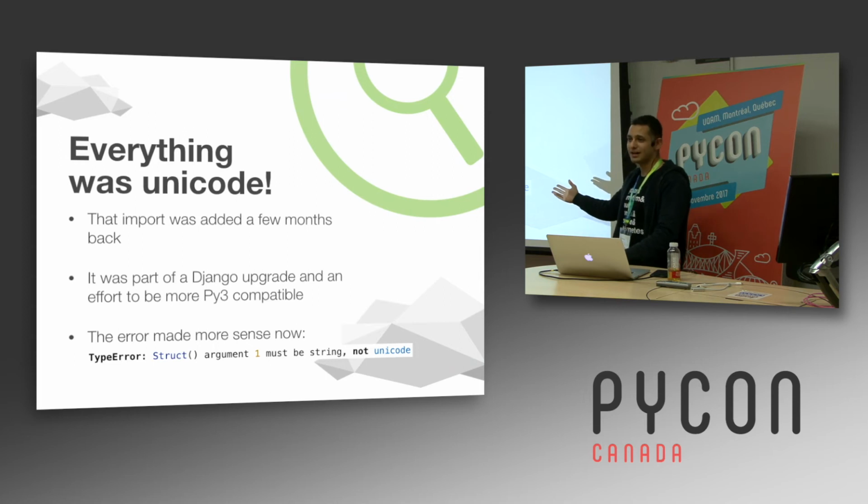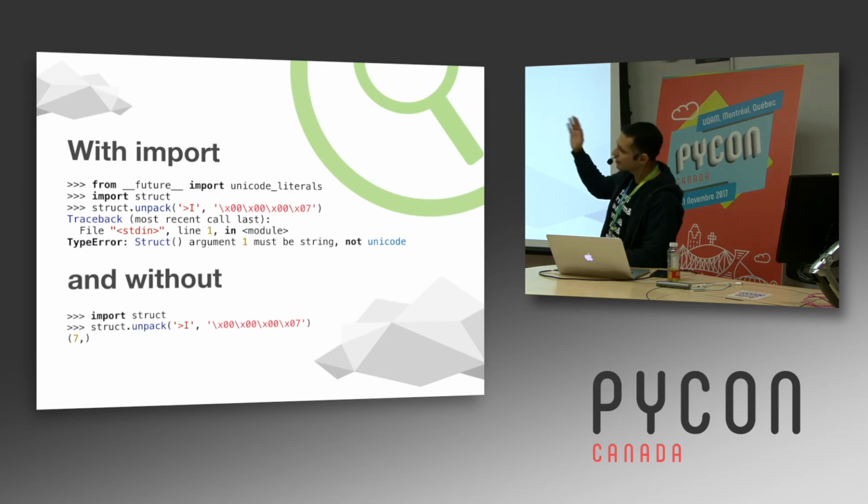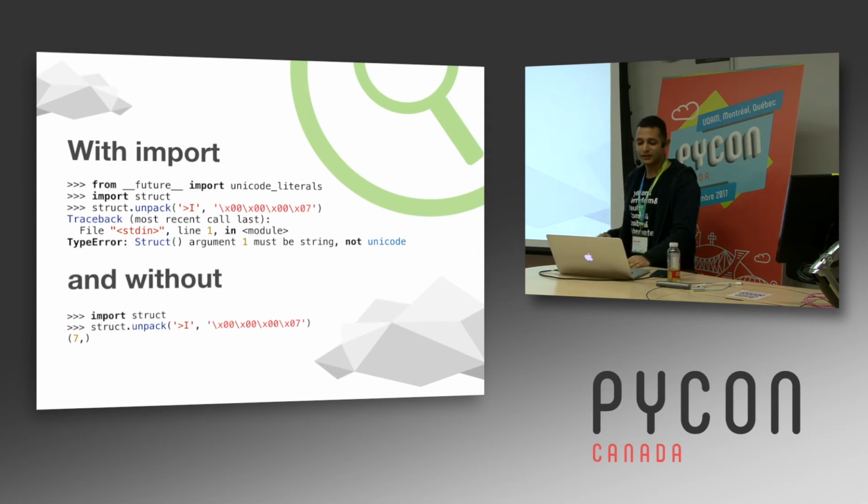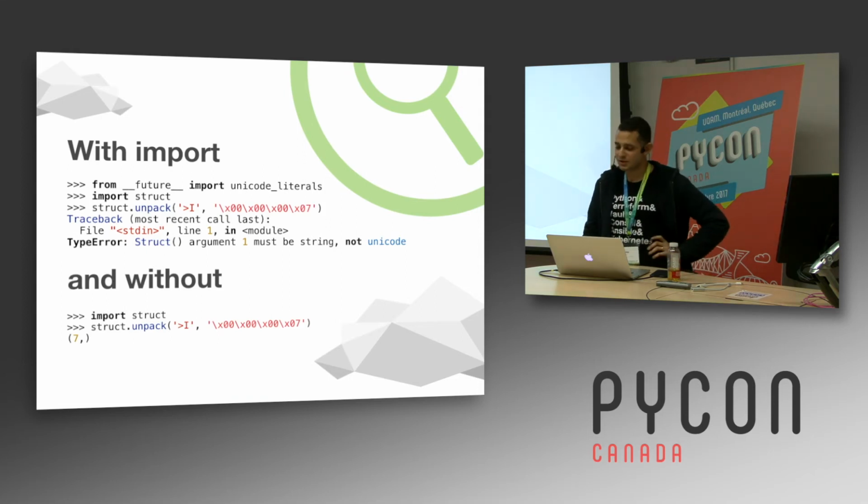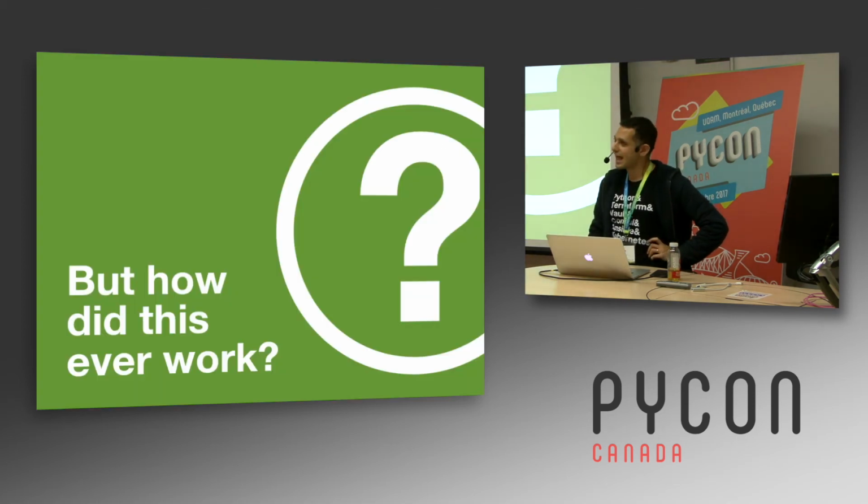It's like, guys, you're passing in Unicode, I need a string. And obviously that makes sense because everything is Unicode. And for the first time, we were able to replicate our beautiful error. You have from __future__ import unicode_literals, and you run this, and there you go. You get that beautiful "struct argument 1 must be string, not unicode." And if you take that out, it works. So how does this ever work?